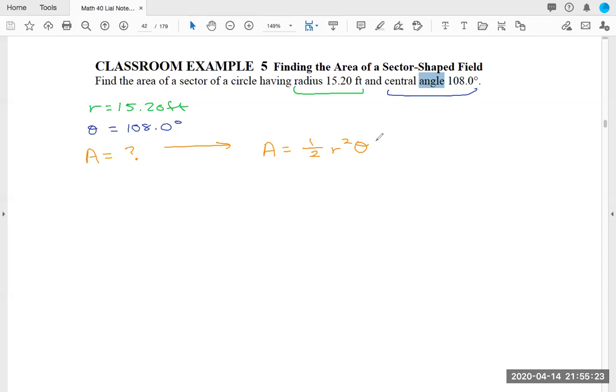Okay. So for this, you are going to need theta in radians. So your area is equal to 1/2 R, feet squared. Emphasis on the square part. And then theta, it's going to be 108.0 degrees.